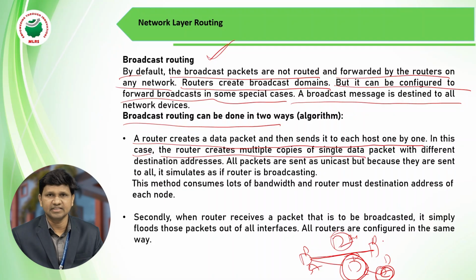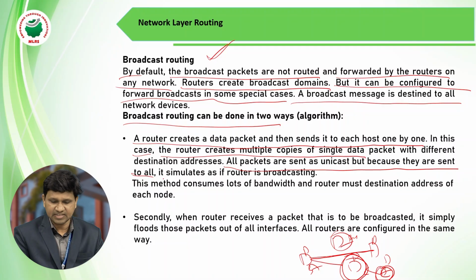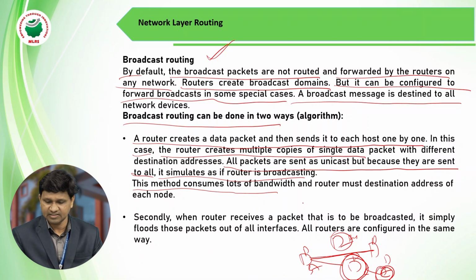So this is a drawback in the network routing layer. Because if there are a number of devices available between S and D, it maintains one copy for each and every device. That is a drawback. All packets are sent as unicast, but because they are sent to all, each and every device may receive them simultaneously as the router is broadcasting. This method consumes lots of bandwidth. So bandwidth usage is high compared to others, and the router must know the destination address of each node. Each and every router maintains the destination address also.